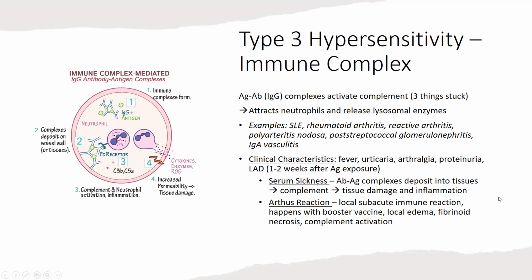We can see serum sickness. That's when antibody antigen complexes deposit into tissues. Complement is activated within that tissue then, and tissue damage and inflammation can occur. That's how we see a lot of the joint pain or maybe the rash.